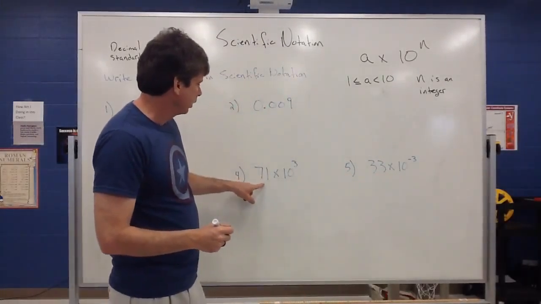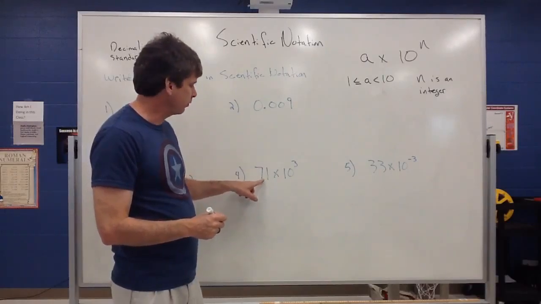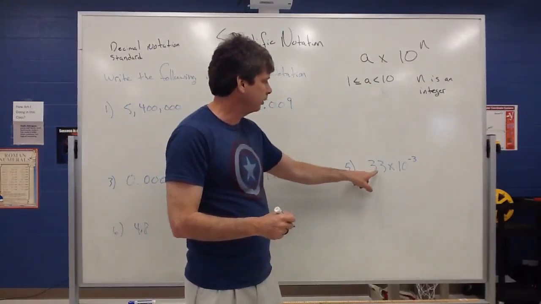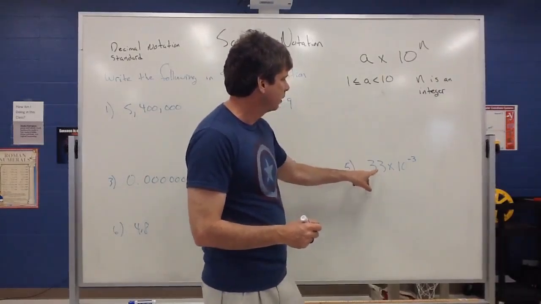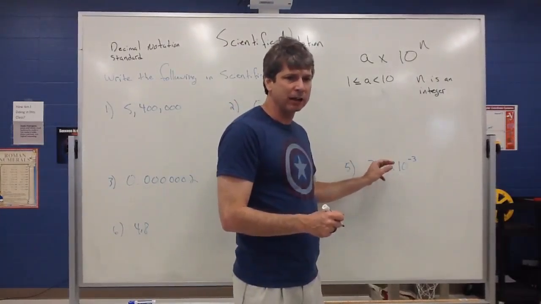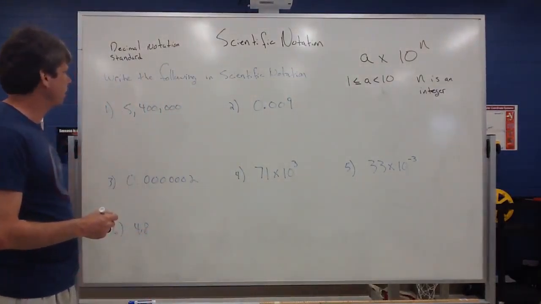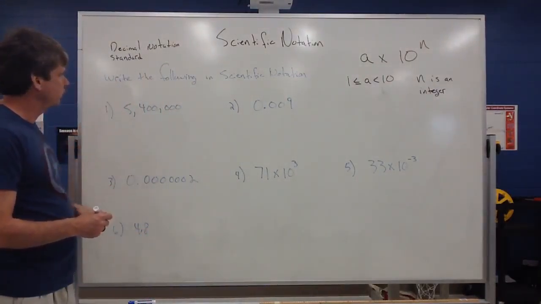Notice how it kind of looks like scientific notation, but this first part has to be between 1 and 10, and it's not. Same way here. Notice how this number is not between 1 and 10. So this isn't quite in scientific notation. So we got some work to do on those. So let's look at the first example. We want to write this in scientific notation.